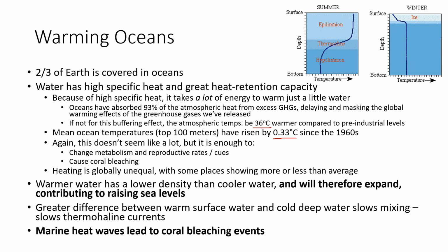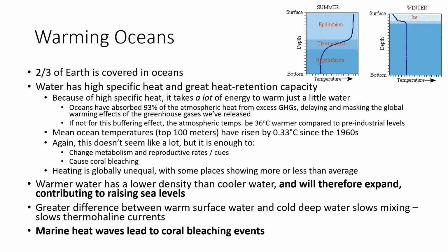1960s. That doesn't sound like a lot, but as we've talked about in this class, the warming is unequal and different organisms have their own ecological tolerances, and that warming can be enough to change metabolic rates and reproductive rates, to change different life timing cues, and to cause coral bleaching.